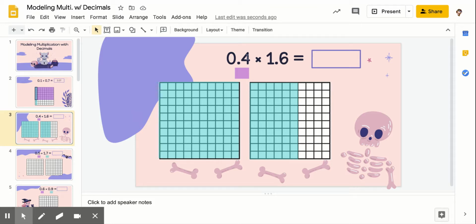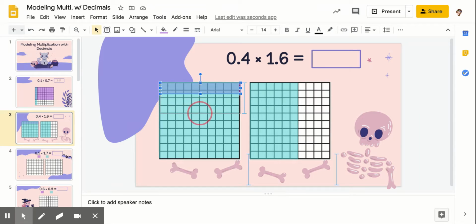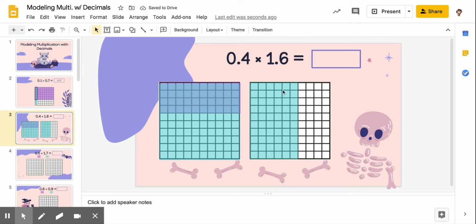Now I'm going to take my 4/10 and go horizontally. I'm going to cover 4/10, so 4 full rows. That's going to go over here and go down 4. So I'd have 2, 3, 4, right there. Then I'm going to take my 4/10 and also put it over here. I copied it and pasted it. There we go.